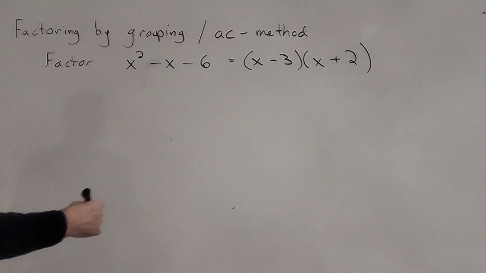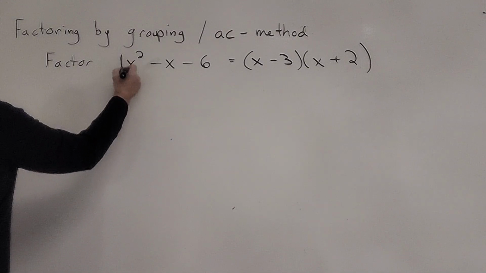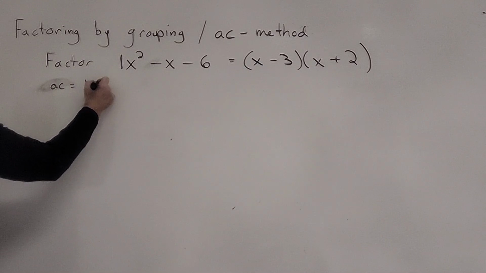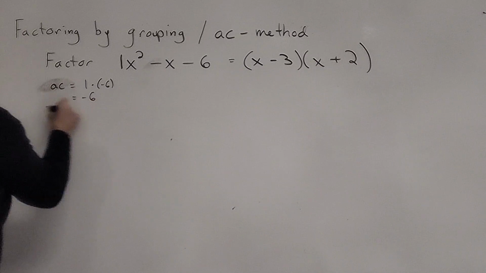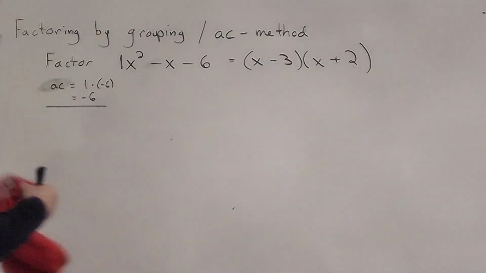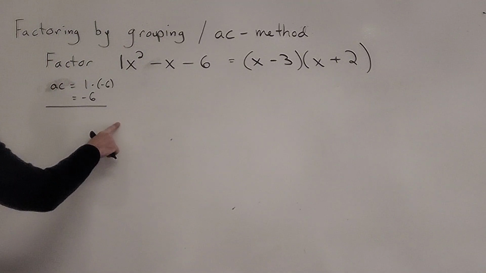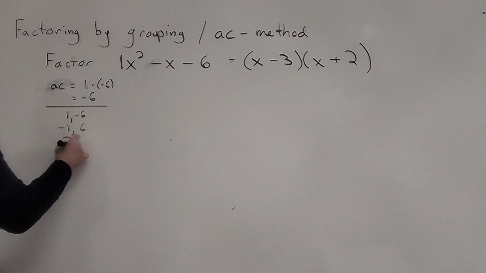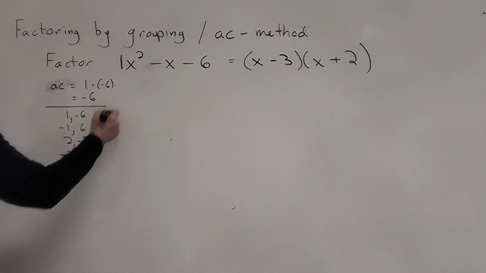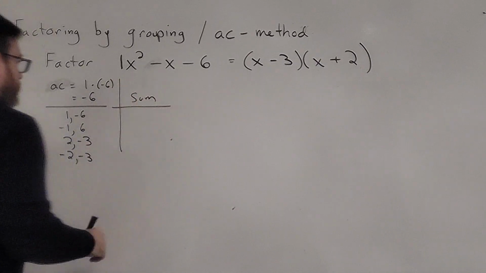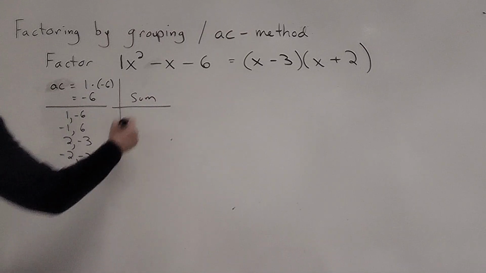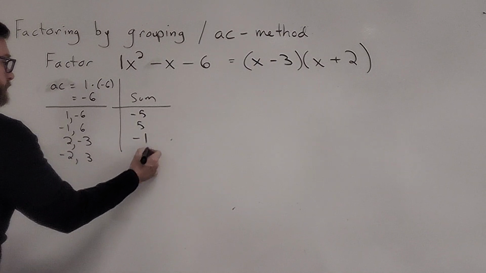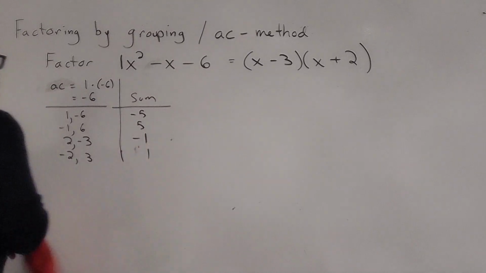What the AC method asks us to do is figure out what A and C are, and then multiply those together. So this is 1, and this is negative 6. So AC is equal to 1 times negative 6, which is negative 6. Now I'm going to list factors of negative 6, very similar to what we would do in our factored method. So factors of negative 6 would be 1 and negative 6, negative 1 and positive 6, 2 and negative 3, and minus 2 and positive 3. Then we figure out the sum of these. What I really need is a sum of negative 1. So this is minus 5, this is positive 5, this is minus 1, this is positive 1. So we can see that the correct ones are here.